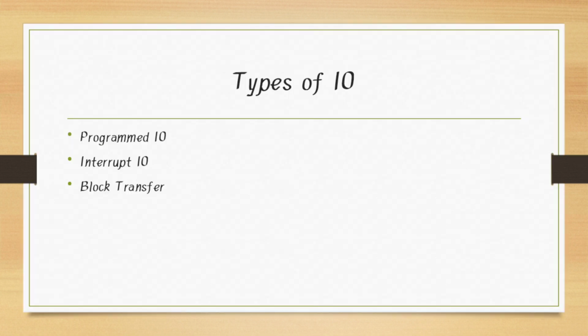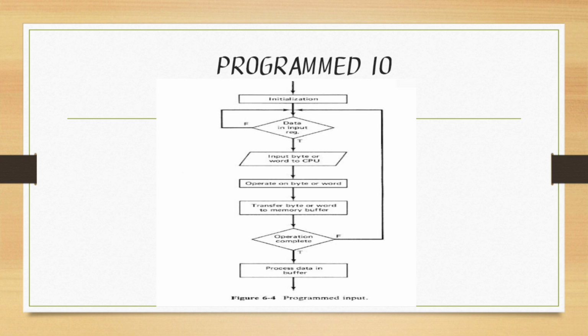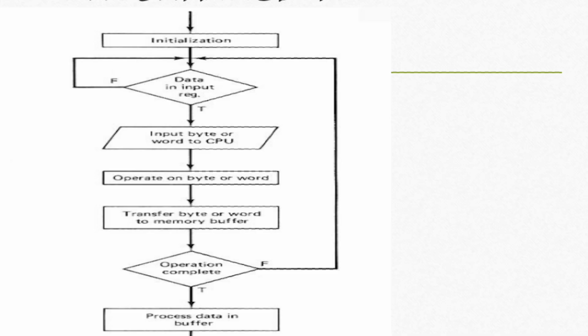Then coming to I/O programming, the types of I/O programming. There are three types of I/O programming in the 8086: one is programmed I/O, then interrupt I/O, and block transfer. Here is an example of the execution of programmed I/O.